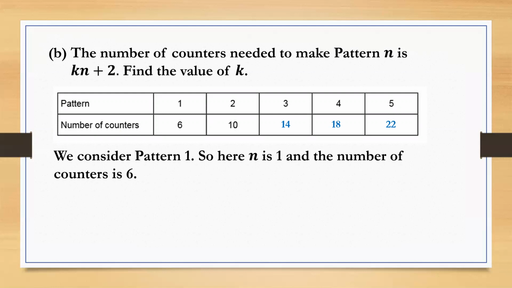So n is equal to 1 and the number of counters is 6. So I will have k times 1 using this expression kn plus 2. I will have k times 1, pattern 1, plus 2 equal to 6 because we have 6 counters. So k will be equal to 4.